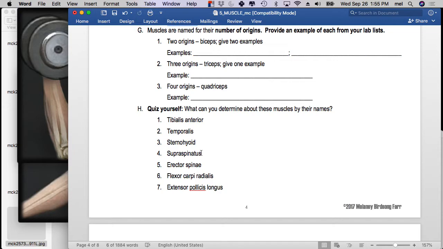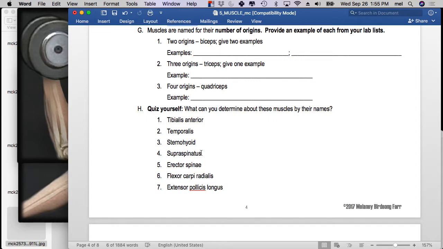Okay, so what can you determine about these muscles by their names? Raise your hand and tell me what you glean from the name tibialis anterior. Go ahead. It's on the anterior side of the tibia. Okay, good. I think it's going to dorsiflex the ankle. That's exactly what I was about to ask you. Is it going to dorsiflex or plantarflex the ankle? Okay, right? Ready for the next one?